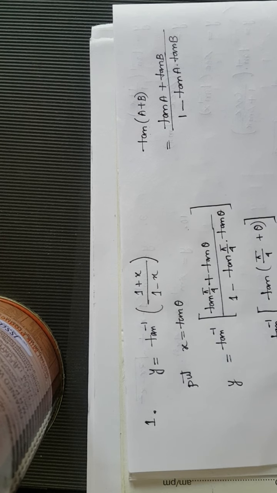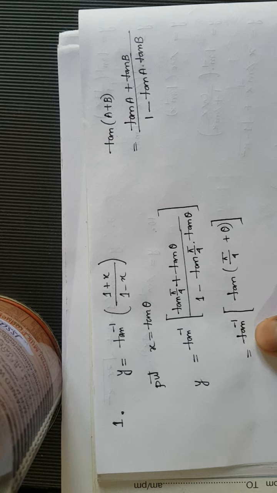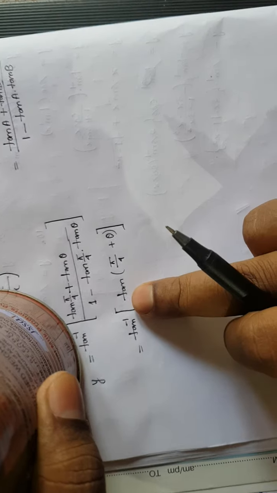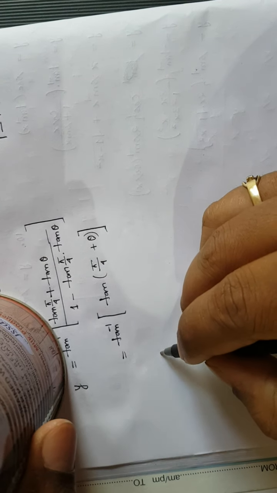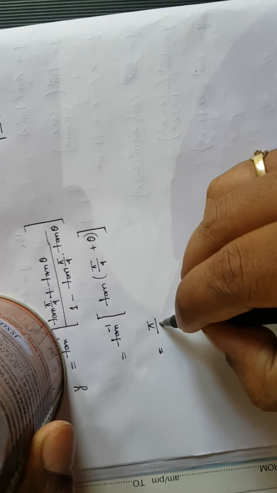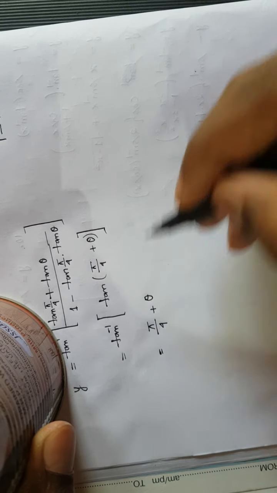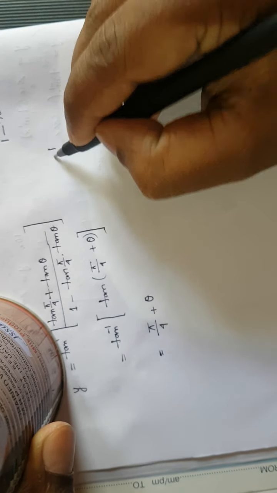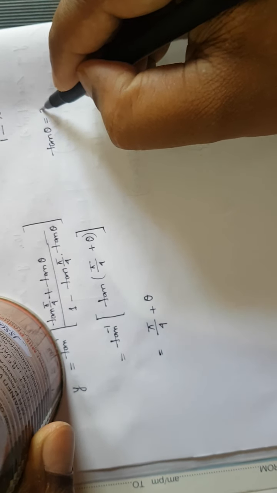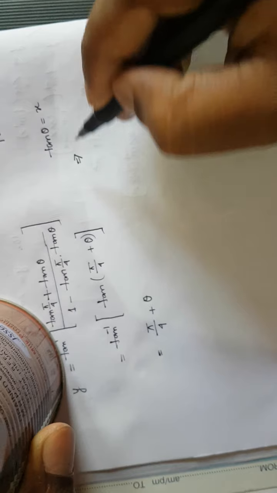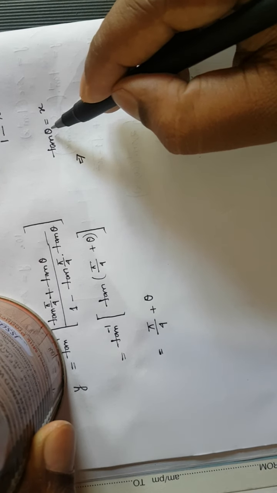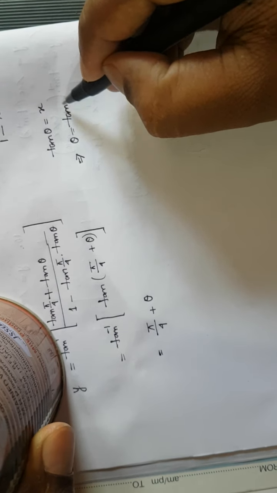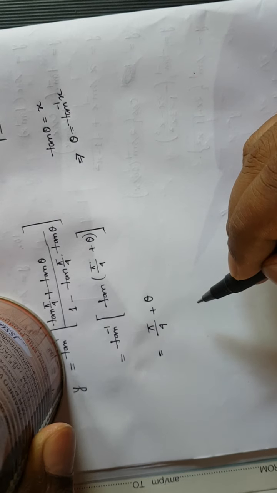Now this is tan inverse of tan. Tan inverse and tan get cancelled, and we get pi by 4 plus theta. Now what is theta? We have already put tan theta is equal to x. That means for the angle theta, the value of tan is x. That means theta is equal to tan inverse x.